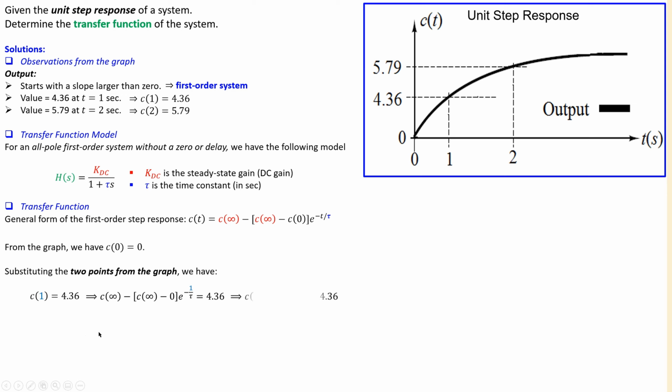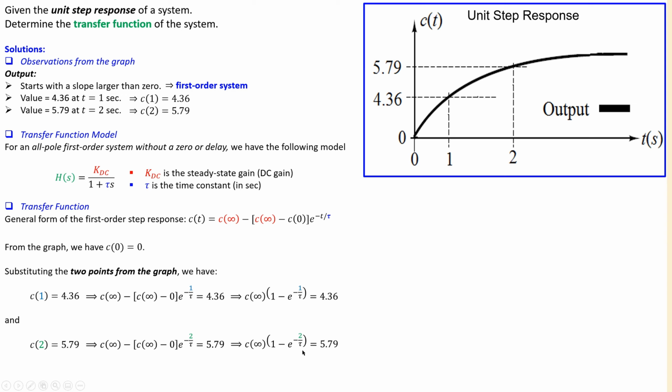In a similar form, I can rewrite this in this form, so I can then have a little bit simplified format. In a similar form, I can do that for another point, which is then at 2 seconds, and I have a value of 5.79, and this is then the expression I have, again, at 2 seconds, and again, the initial value is 0, it's equal to 5.79. And I can then rewrite this in this form.